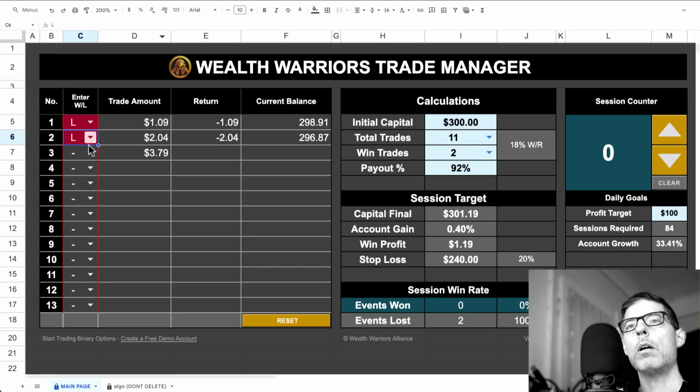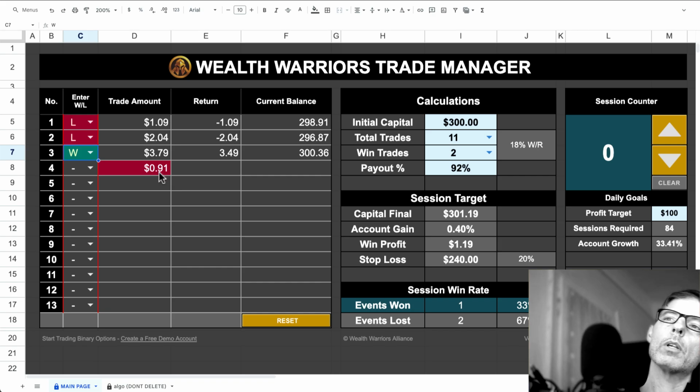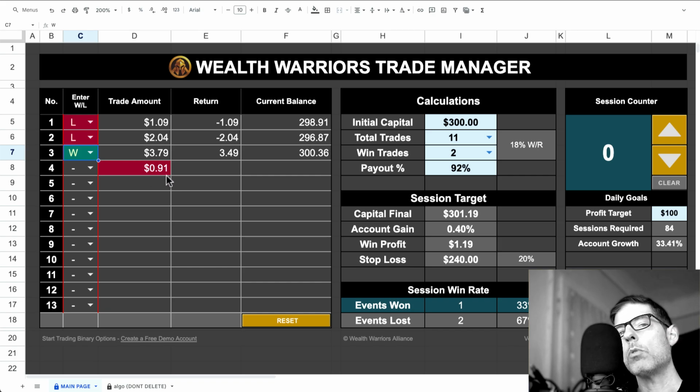Let's go back over here on the trade manager. Mark this as a win. The next trade amount is under $1. But you know what I'm going to do? I'm going to break the rules. I'm going to go ahead and trade anyway.